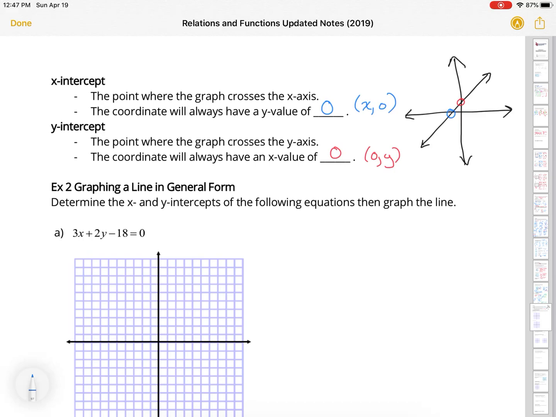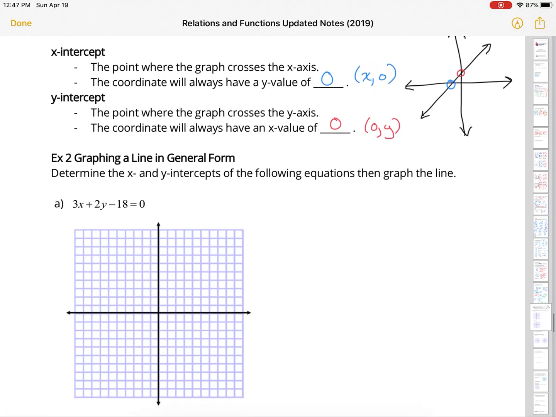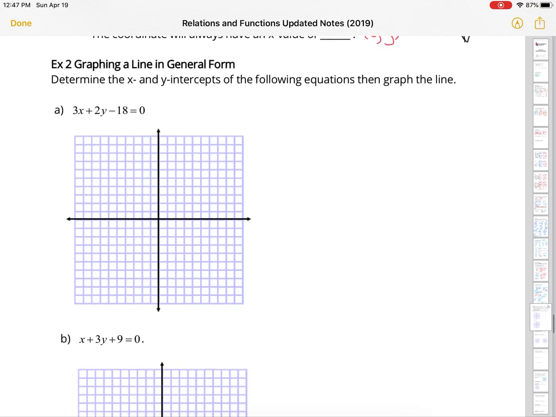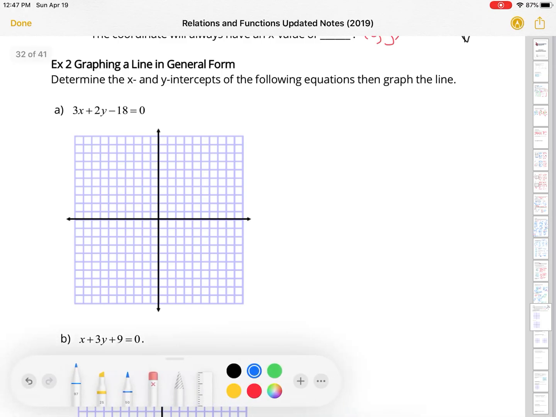Okay, so the way you find the x and y intercept, often if you have an equation, is just to substitute in a 0 for each of those terms to find those 2 points. So let's take a look at this next example. Graphing a line in general form. So we have the general form of this line here.